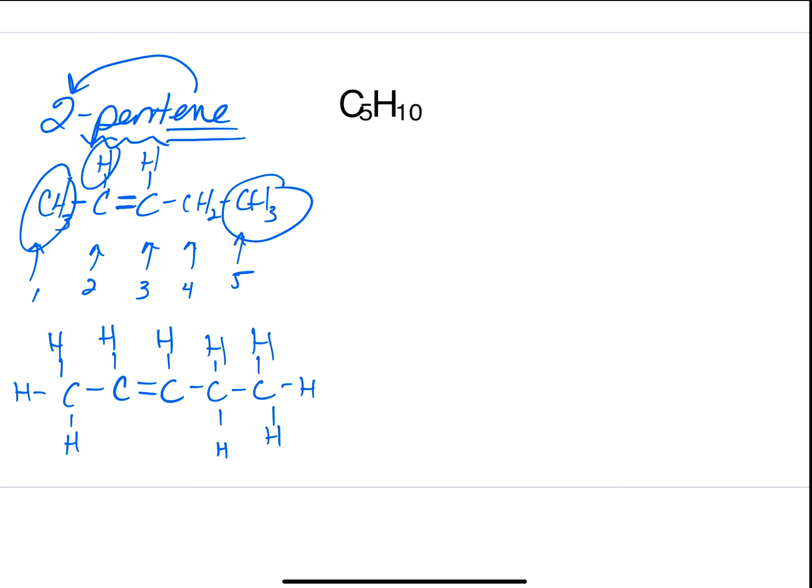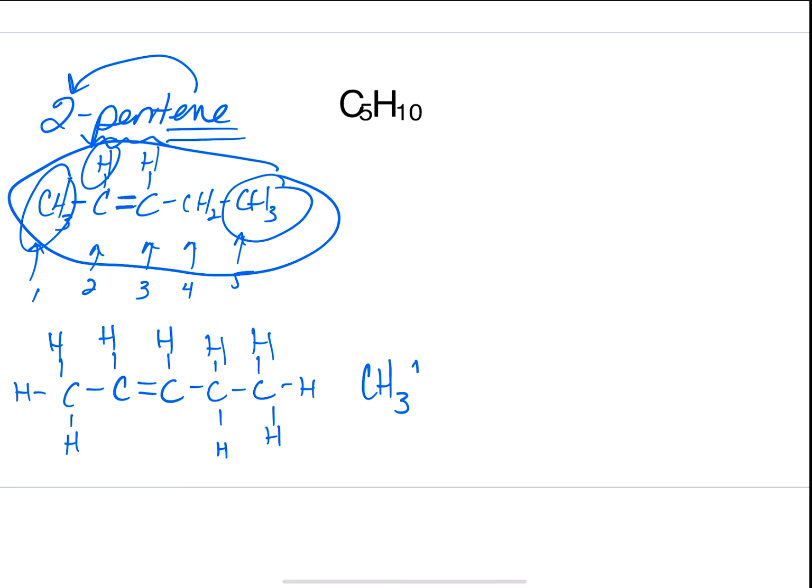Now, what if we wanted to draw the condensed formula for this? Well, we've already pretty much drawn it above here, but we can condense it down a little bit more. And we can condense it down to CH3, CH, double bond, CH, CH2, CH3.